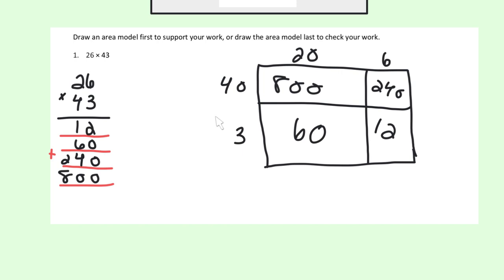Now that we know that both of these match up, we can add all of our partial products together in order to get our final result. So 2 plus 0 plus 0 plus 0 is equal to 2. 6 plus 4 is equal to 10, plus 1 is equal to 11. So we're going to add a 1 right over here. And we're going to put another 1 down here. And then 8 plus 2 is 10, plus 1 is 11. So our final answer is 1,118.